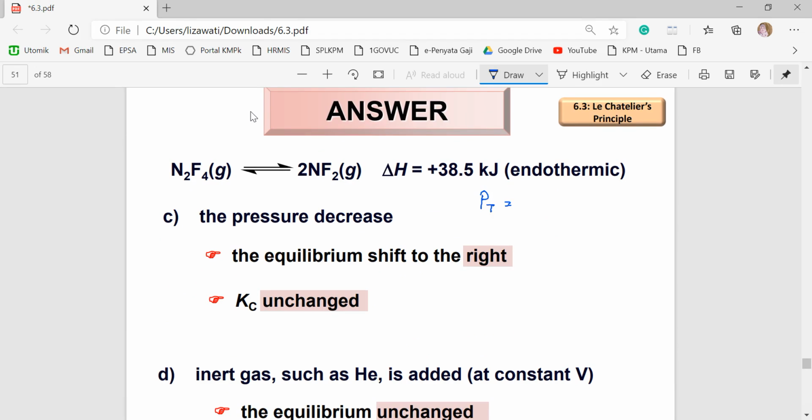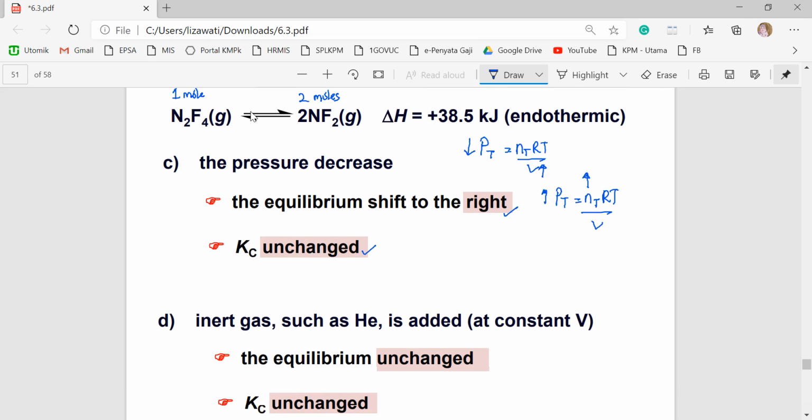Next, pressure decrease. Pressure decrease means the total pressure decreases by increasing the volume. The system tries to increase the pressure back, so it will shift to the side that has the greater number of moles. Referring to the equation, at the reactant side we have 1 mole and at the product side we have 2 moles. That's why the equilibrium will shift to the right, as it has the greater number of moles. The value of Kc is unchanged.